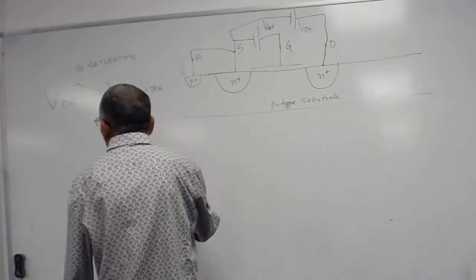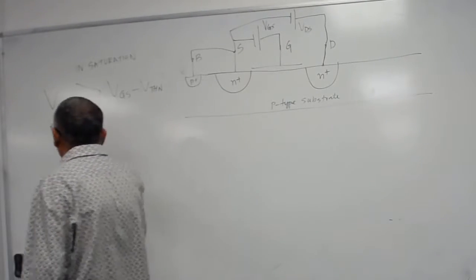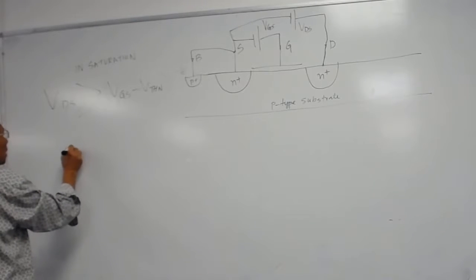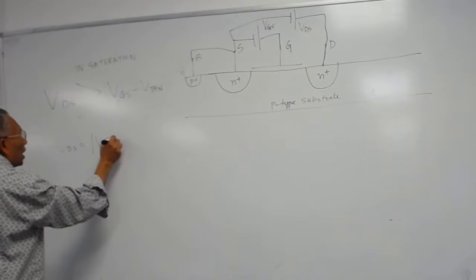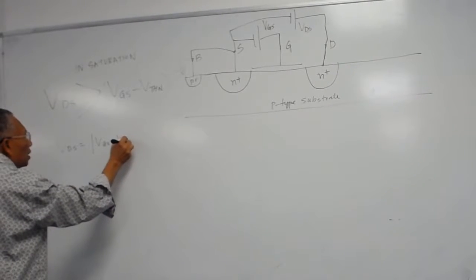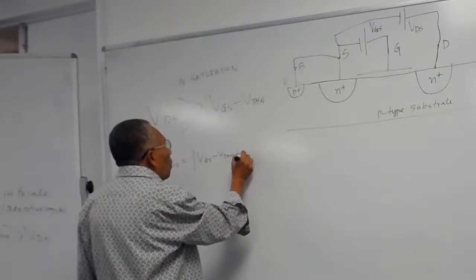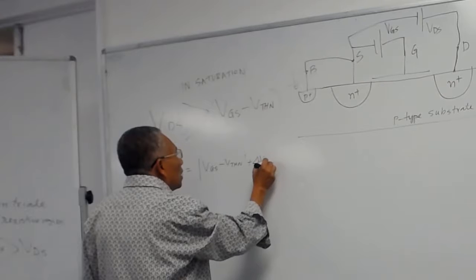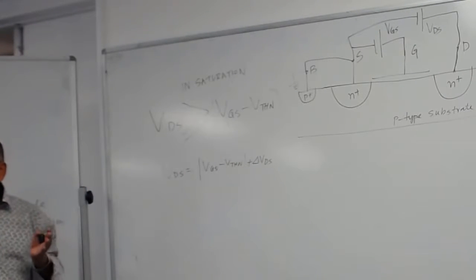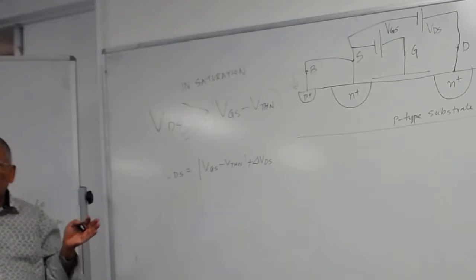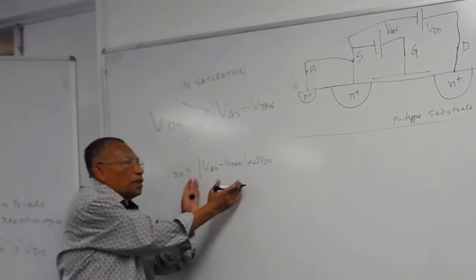Then how will it happen? I'll just do it very quickly. VDS will have two parts. One is VGS minus VTH, and one part, because it's larger than VGS minus VTH, plus one delta VDS, something on top of this. So the drain to source voltage is greater than VGS minus VTH. That means it will consist of two parts, this part plus this part.